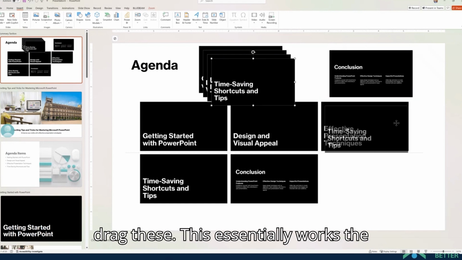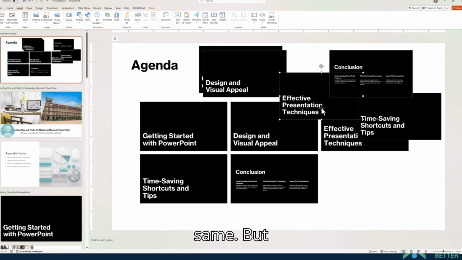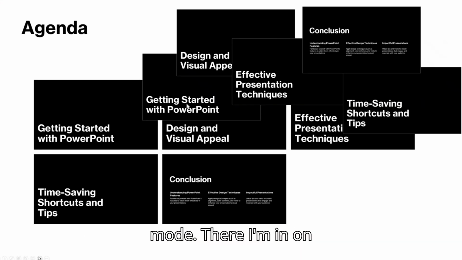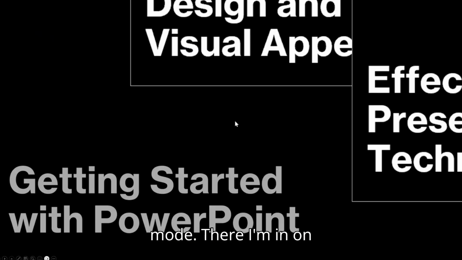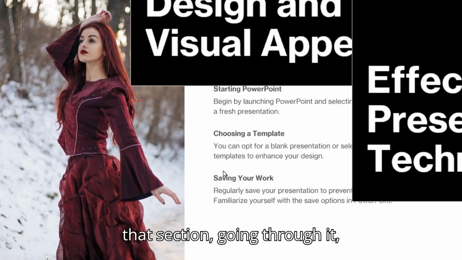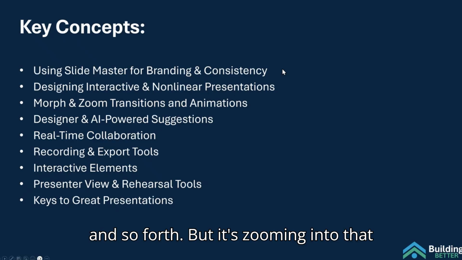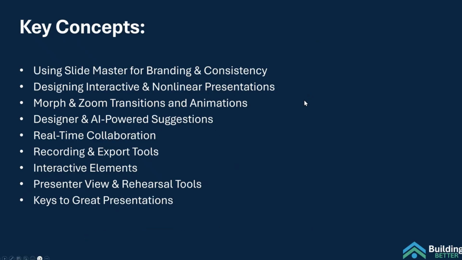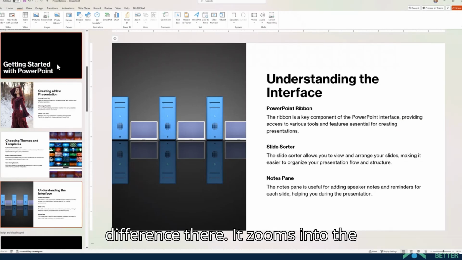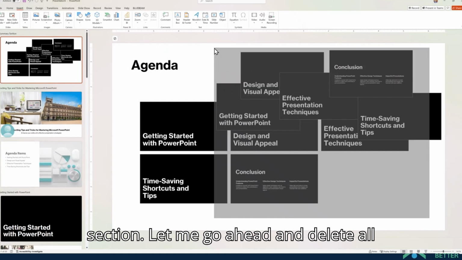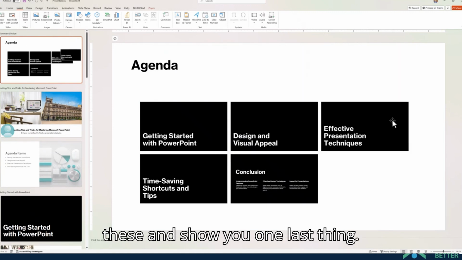You can drag these. This essentially works the same, but so go ahead and go back in PowerPoint mode. There I'm in on that section, going through it, and so forth. But it's zooming into that section, if that makes sense, versus just jumping to that section. That's the key difference there. It zooms into the section. Let me go ahead and delete all these and show you one last thing.